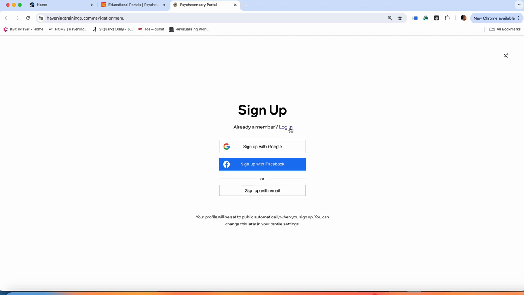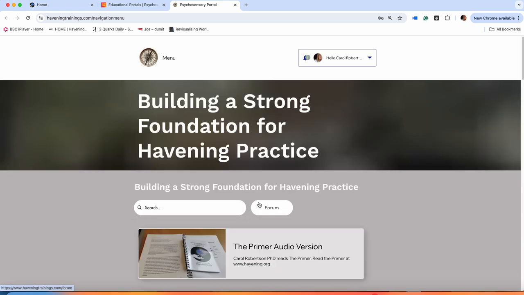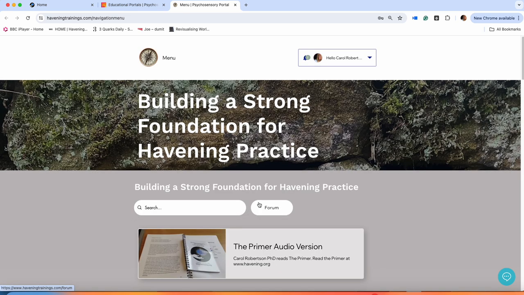I'm a member already, so I'm going to log in. If it's going to let me log in. There we go. Now that I've logged in, you can see it goes to Psychosensory Portal at the top, and it's taken me straight into the menu. You can see here it says navigation menu, so that's where we are. It'll give a picture of you and your name when you join. And because it's support material, I'm talking here about building a strong foundation for your havening practice.